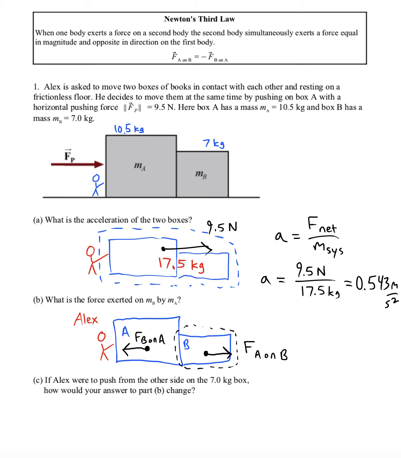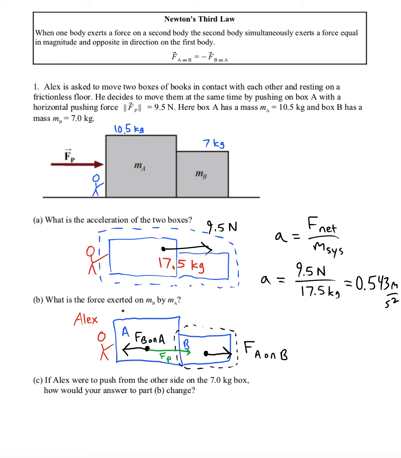And that's not the only force acting on A, though. Another force that acts on A is the push from Alex. Alex pushes with 9.5 newtons. I'll call that FP. And those are the forces that are important for block A. There's also, of course, a weight and a normal force, but they don't matter to this situation because they're going to cancel.